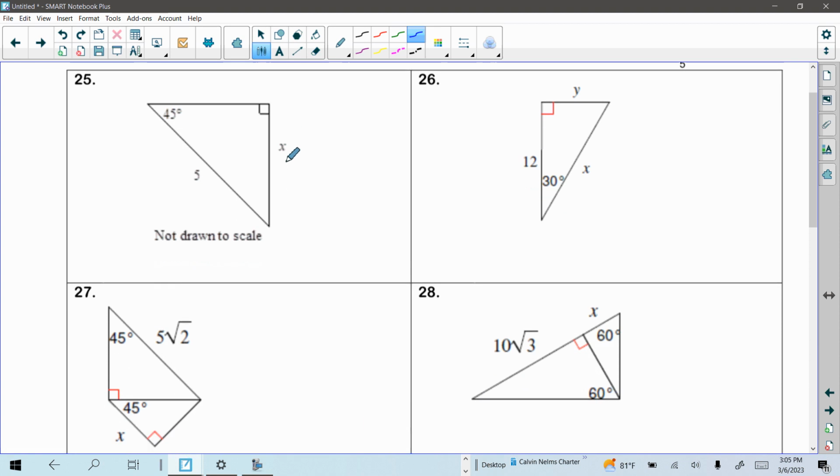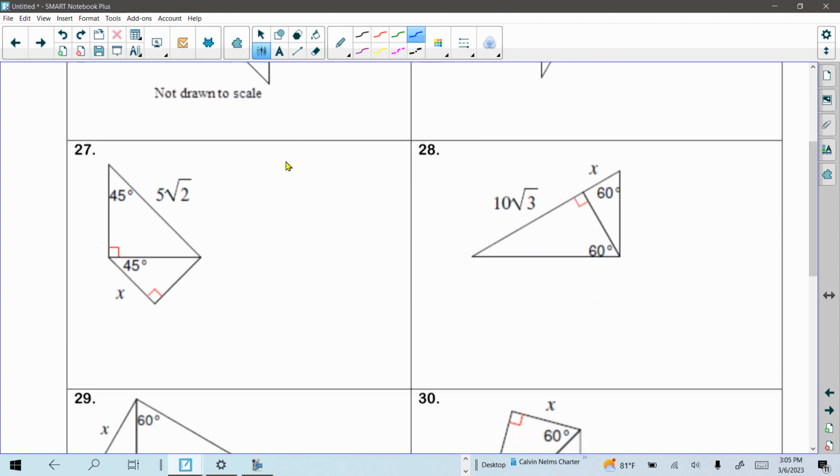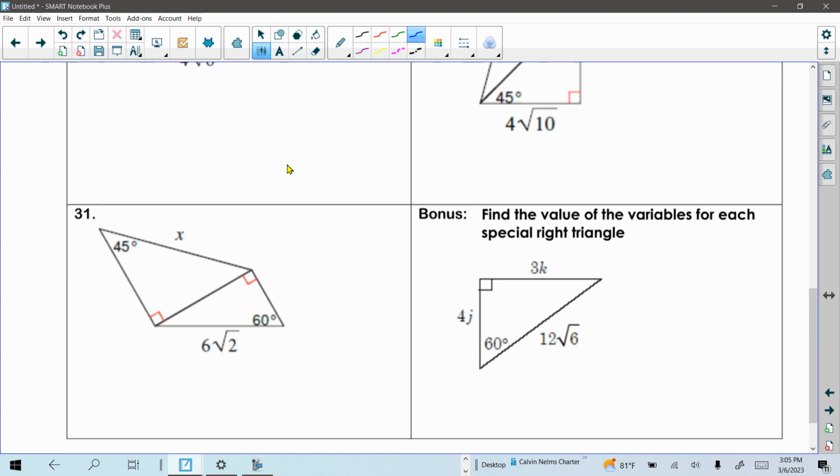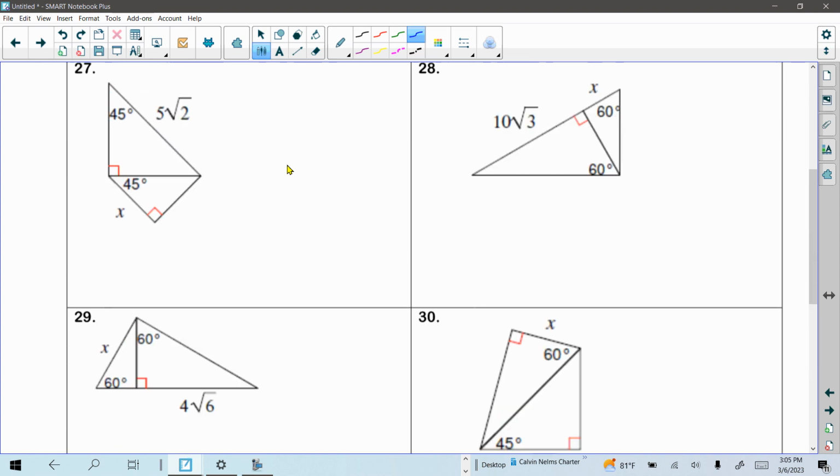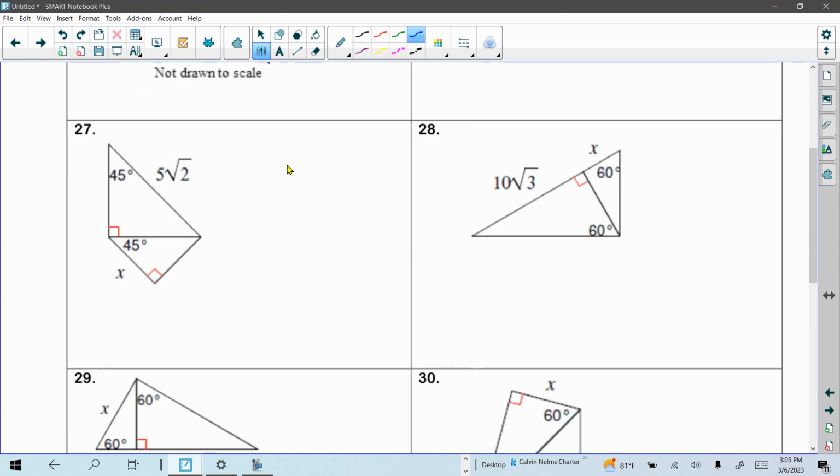Continue to work, all right? Now when we get to our last little problems here, we have multi-step. So you have to know where to start, which triangle to start with. You start with the triangle where you have a side measure. So like on 27, I know this hypotenuse is 5 root 2. So I would be starting with this triangle first.